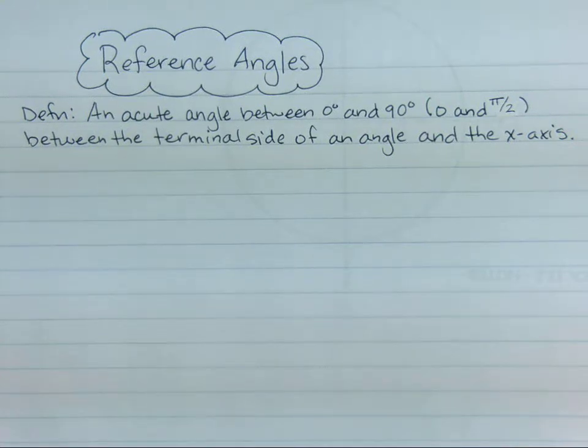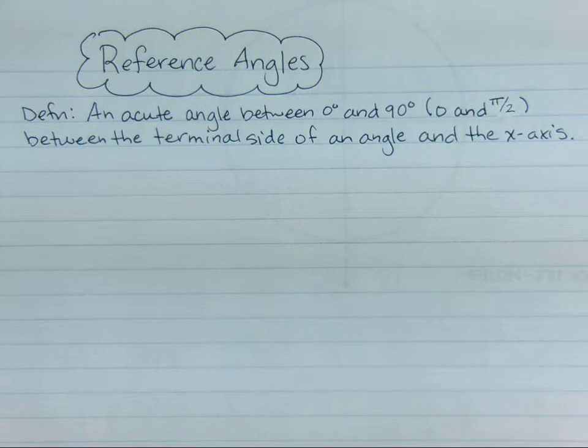So today we're going to look at reference angles. Your definition of a reference angle is an acute angle between 0 and 90 degrees, or if you're in radian mode, between 0 and pi over 2. That is between the terminal side of an angle and the x-axis.